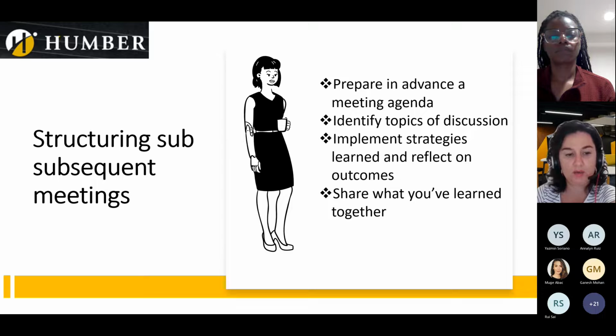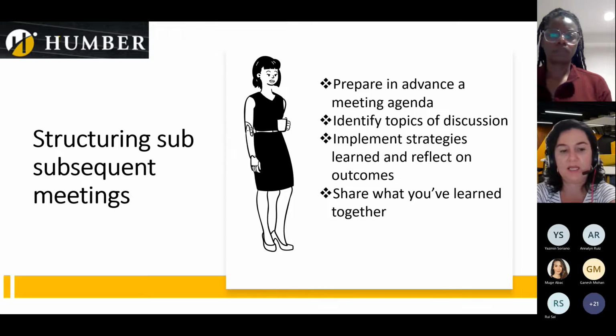So how would you structure your subsequent meetings? We talked a little bit about that first meeting. However, it is important also to have well-structured and well-organized subsequent mentoring sessions. Structuring meetings throughout this partnership is critical for your benefit as a mentee, but also for the mentor. So ensure that you establish a productive and successful relationship by implementing the following guidelines.